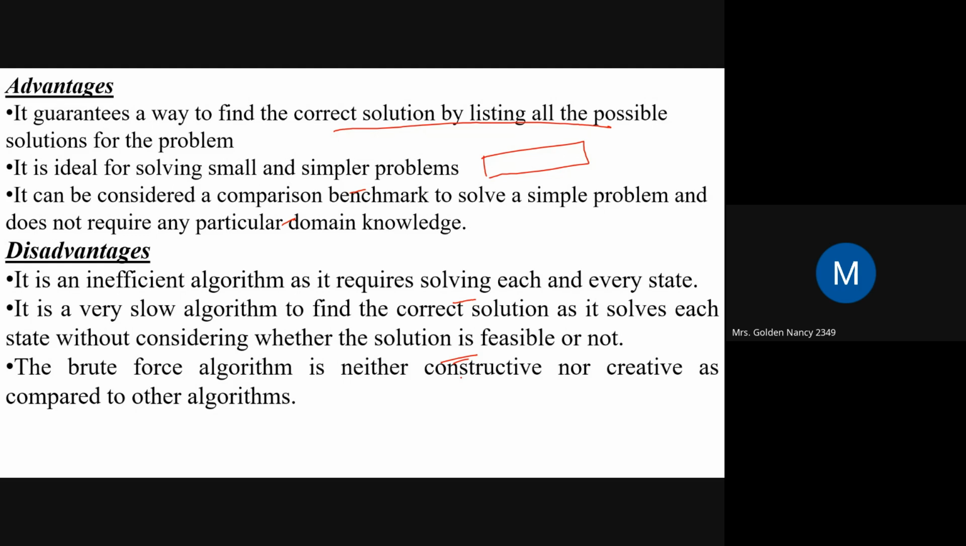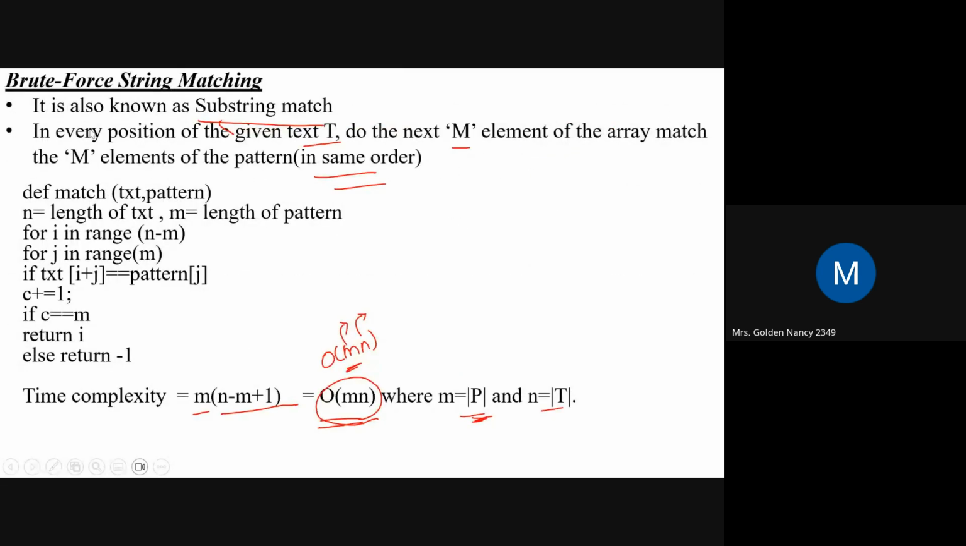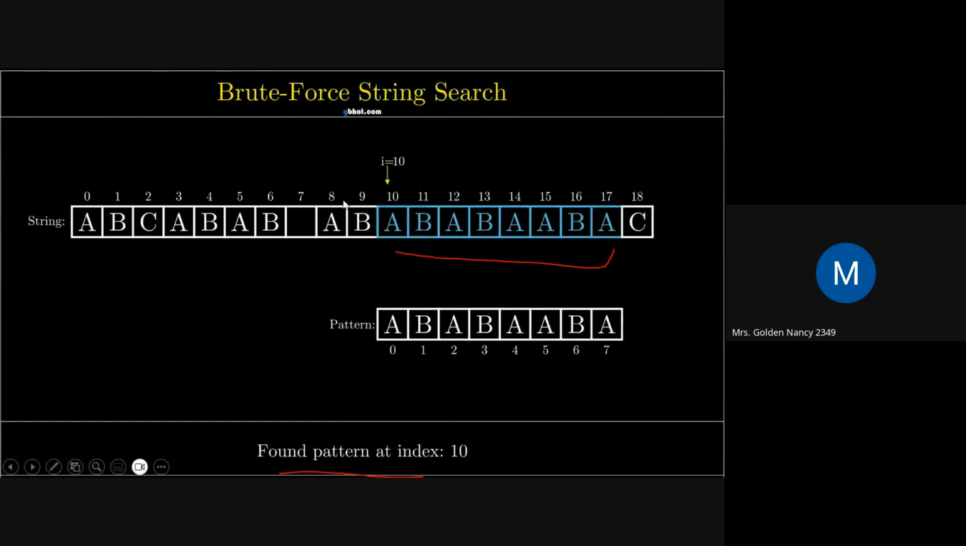It's not a waste, it is just a general algorithm we use in our day-to-day life, and the brute force algorithm is used to solve the string matching problem. If you want to compare two strings and find at which index the string is there, you can use brute force techniques to find the right position of the string. Okay, I hope you understood this class.